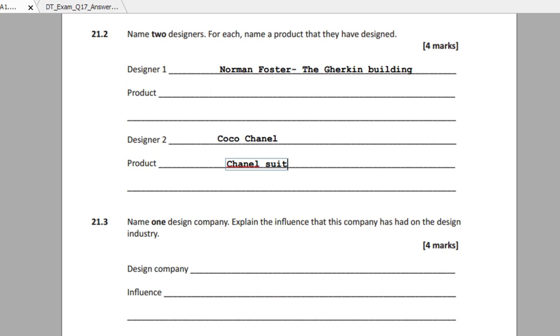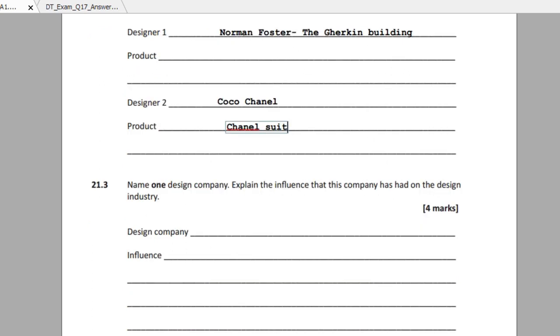I'm sure a lot of you know people like Jimmy Choo, Harry, hopefully you'll know Alexander McQueen, Mary Quant, Marcel Breuer, Gerrit Rietveld, Charles Rennie Mackintosh, Ettore Sottsass, Philippe Starck, Vivienne Westwood. So any of these, and if you know any of their products that they've designed in the past, that will get you the marks. Okay.